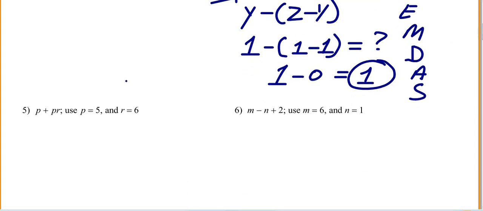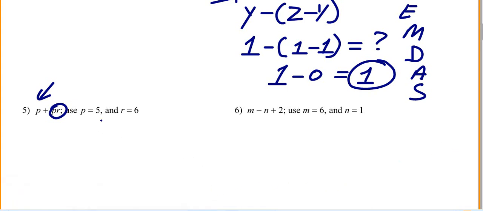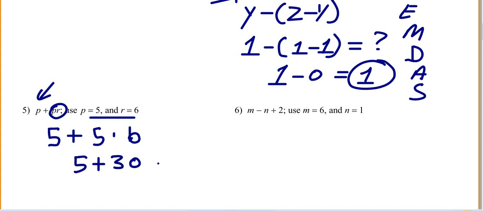Let's do 5 for our last one because we've got this little dot here, which means what? It means to multiply, right? And we've also got different numbers. So this one's a little bit more challenging. So we got p, which is 5. So I'm going to write down 5 plus 5 times 6. 5 times 6, right? Well, what's 5 times 6? 30, right? 5 plus 30 is 35. So there you go.